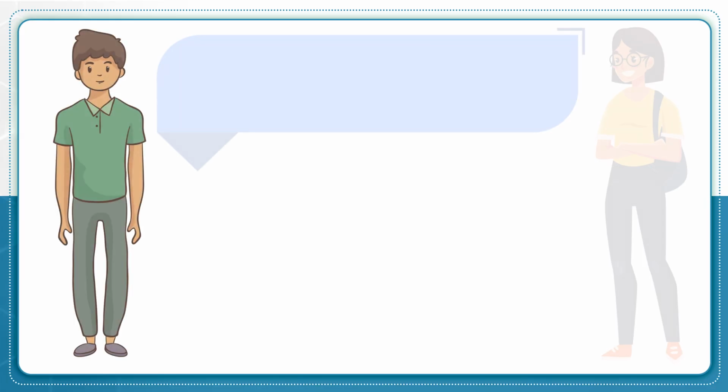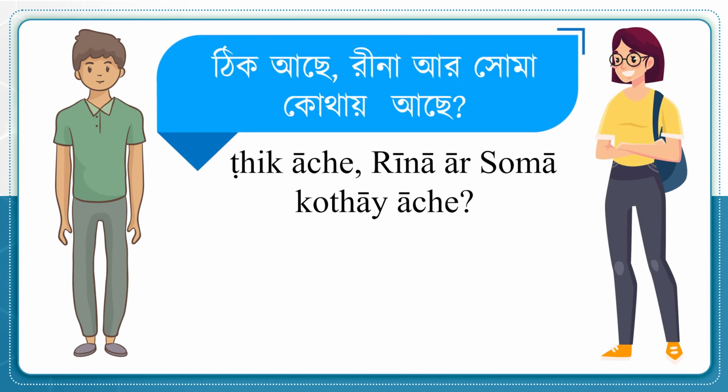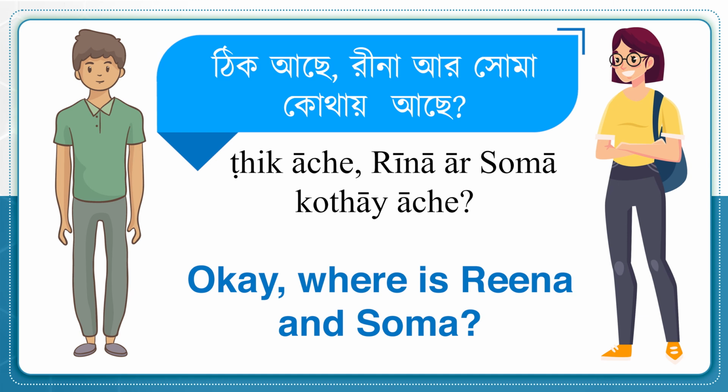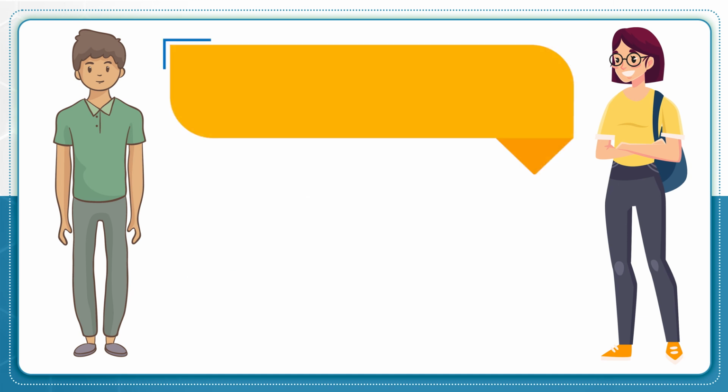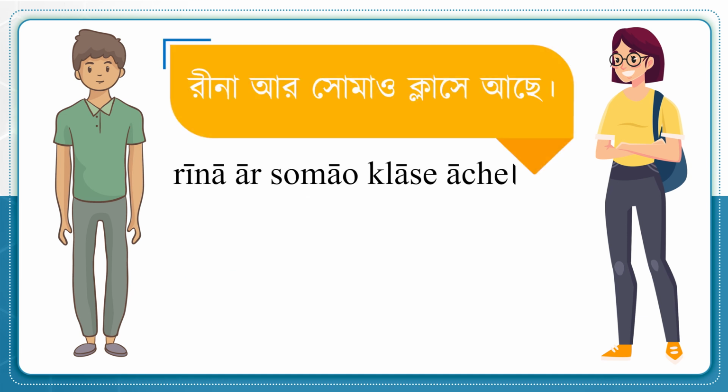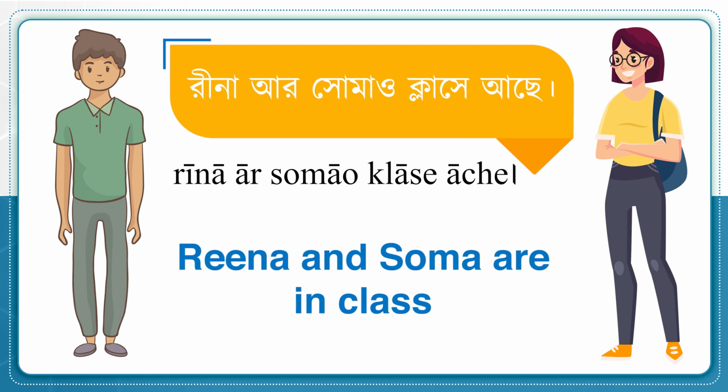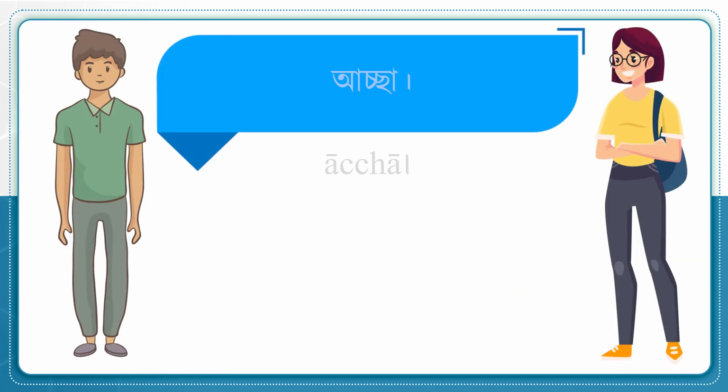Now again, we will see the conversation between Raju and Amita about others. Raju says, Thik ache. Rina আর সোমা কোথায় আছে? Okay, where is Rina and Shoma? Amita says, Rina আর সোমাও ক্লাসে আছে. Rina and Shoma are also in the class. Raju, acha. Okay. Now, let's closely observe the last set of conversations.